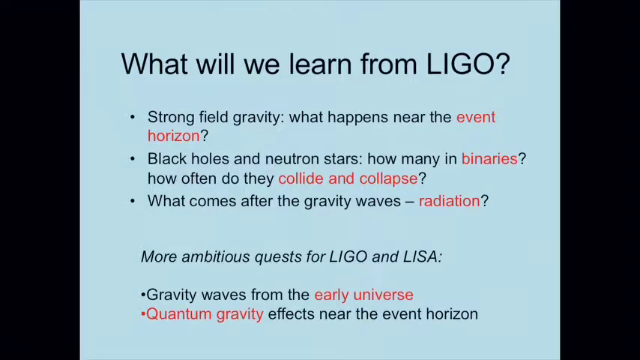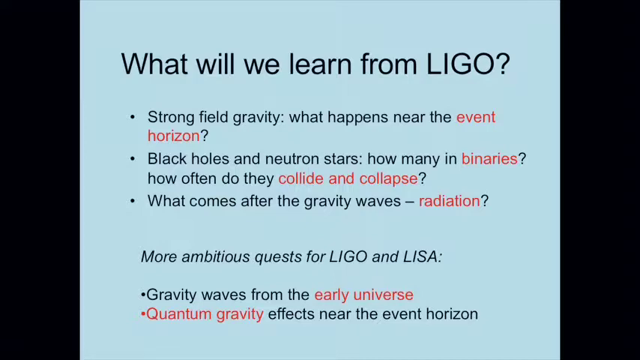We're going to see a lot about black holes and neutron stars. How many of them come in binaries? That's something we hadn't known. But only in these binary systems do black holes give gravity waves like this. And how often do they get close enough that that death spiral becomes inevitable?